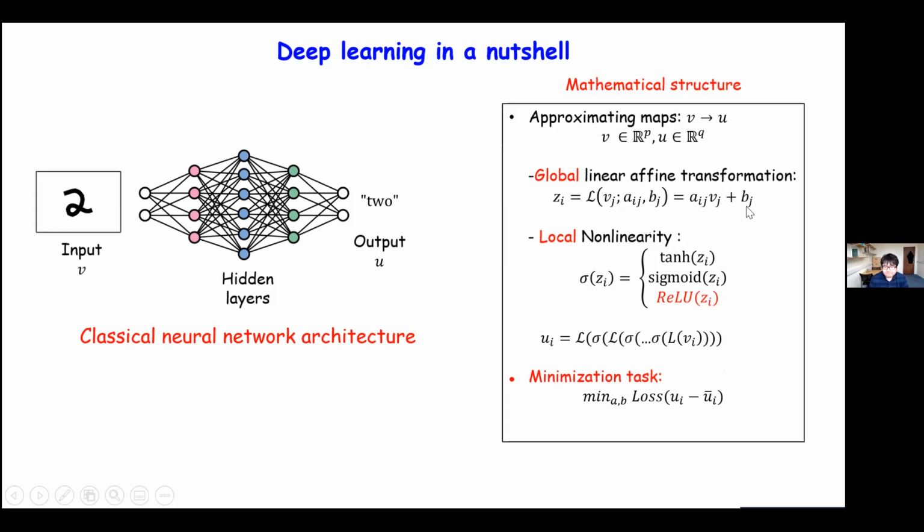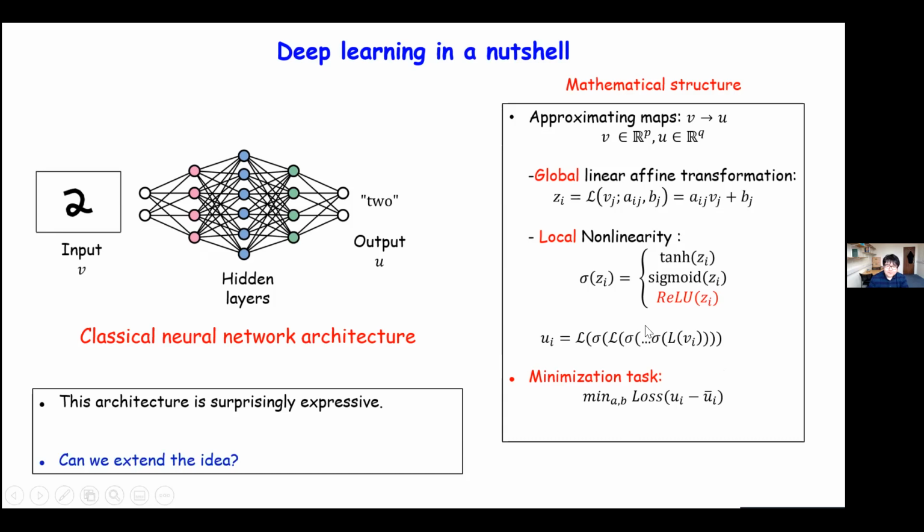So this is a very brief description of what a neural network does. Surprisingly, this simple composition architecture really has a strong expressivity, and what people have been finding is that this kind of composition architecture is very good at approximating nonlinear maps and nonlinear operators.